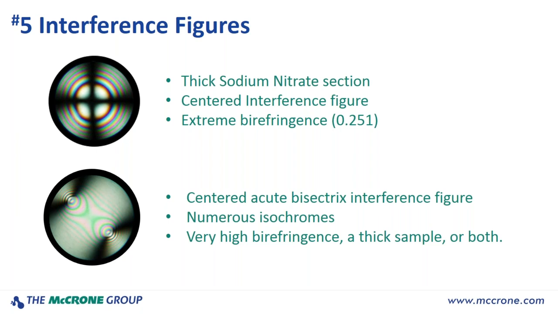Here I have two interference figures. The first is a uniaxial interference figure. This is a thick sodium nitrate section. I can tell it's thick because of the many interference colors. I'm seeing all kinds of different orders of colors there, and I see the cross right in the middle. Below that is a biaxial interference figure. Again, I can see that it's probably thick based upon the number of colors I'm seeing, and it's definitely biaxial, meaning I'm seeing two axes as indicated by the two parabolic waves that you see there.